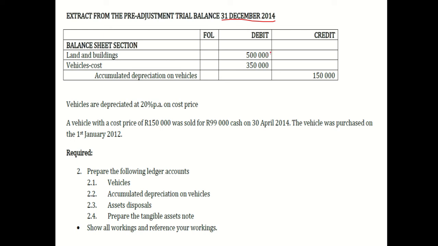Now I'm going to highlight a couple of things here. They gave you the balances at the end of the year. The first one will be 500,000 rand, which is the balance for land and building. The second one will be 350,000 rand, which is the balance for vehicles. Please note that these balances will be balances at the end of the year, unless the adjustments tell you otherwise.